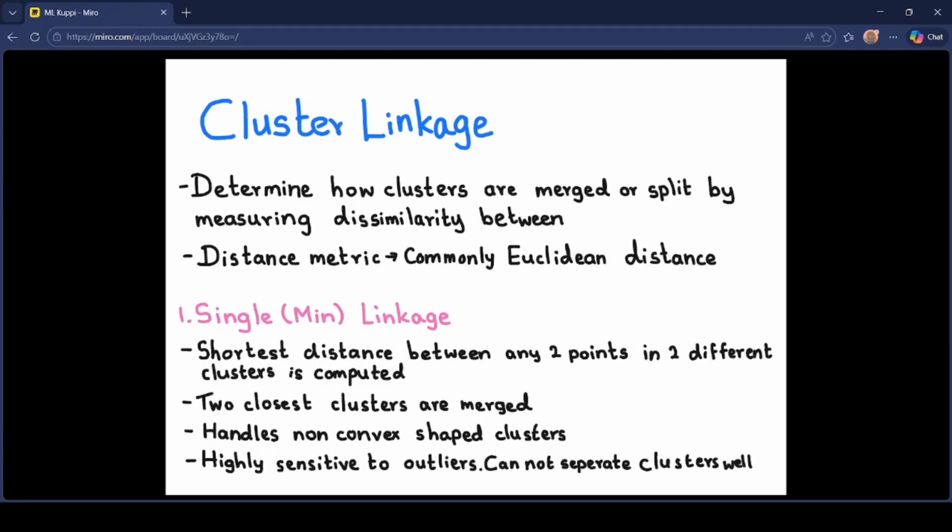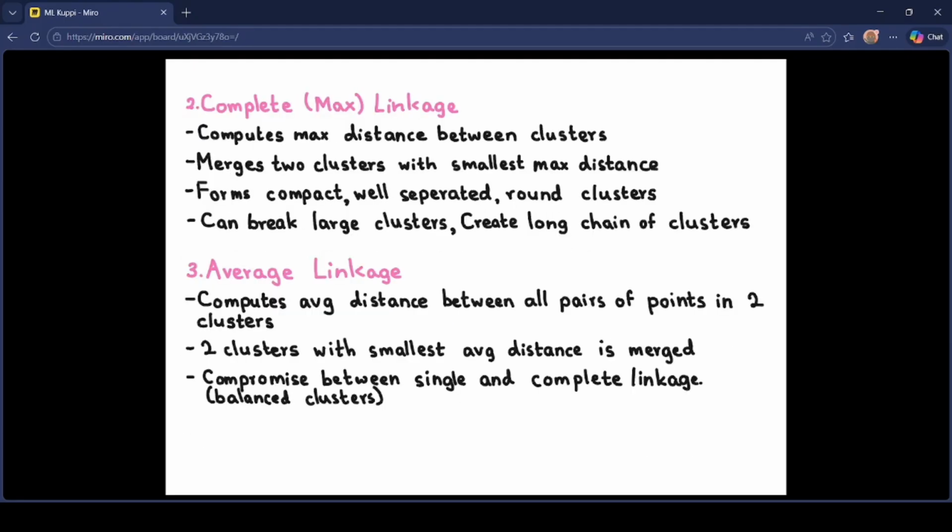So there are many linkage techniques. The first one is single linkage. So here the shortest distance between two points in any two clusters is computed, and the two closest clusters are merged together. And this is very sensitive to outliers. And the second one is complete linkage, the max linkage. Here we are going to consider the maximum distance between clusters, and we are going to merge the two clusters with the smallest maximum distance. So when we list down the maximum distances in order, the two with the smallest distances are merged.